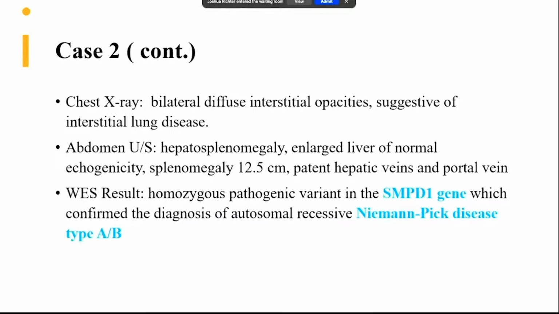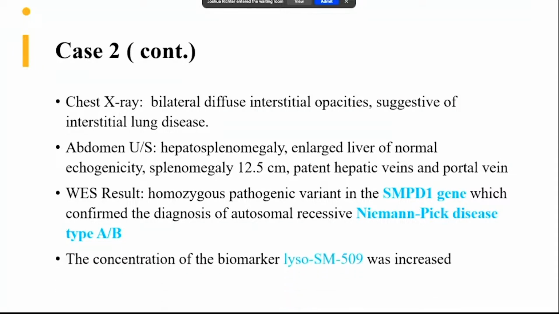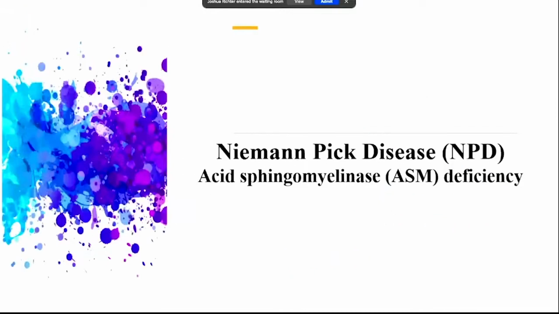We proceeded with whole exome sequencing, and the result showed homozygous pathogenic variants in the SMPD1 gene. That confirmed the diagnosis of autosomal recessive Niemann-Pick type AB disease. The concentration of the biomarkers was also very high because the patient was not treated yet.